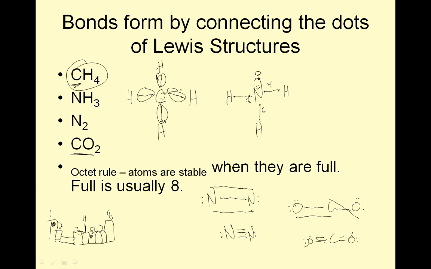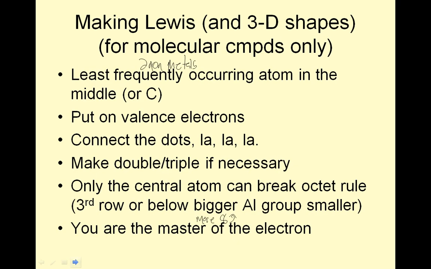2, 4, 6, 8. I didn't mean to write on that one. Let's see if I can erase it. I cannot. So it's happy. Oh, and there it went. This one is also happy because it has 2, 4, 6, 8. And oxygen has 2, 4, 6, 8. It's happy too. So this is a good structure for CO2.